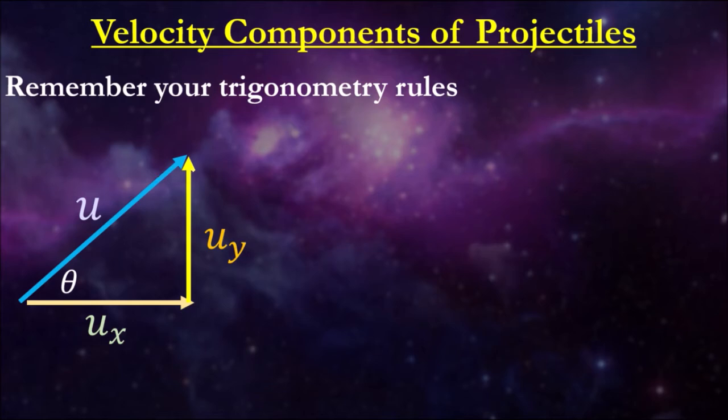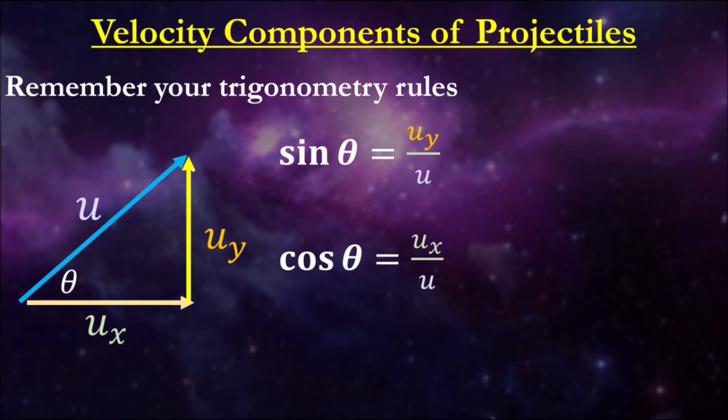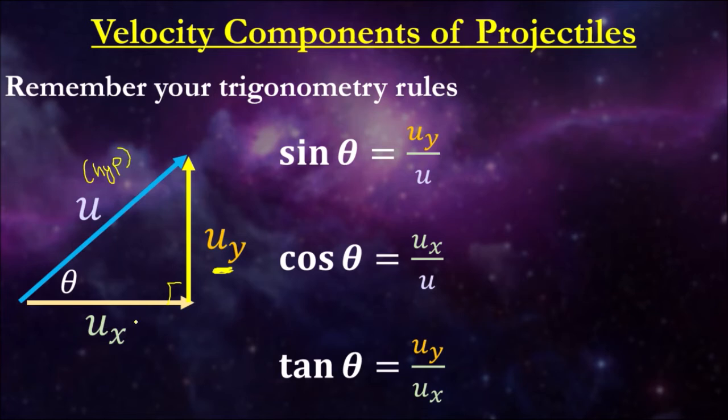Okay, so just to get you into the idea of how to break these components apart, remember your trigonometry rules: sine theta, cos theta, and tan theta. If you want to find, let's say, the y component, you would obviously use sine theta, because the resultant is the hypotenuse, the horizontal component is the adjacent side, and the vertical component is our opposite side. So these are all the trig rules that we can remember.